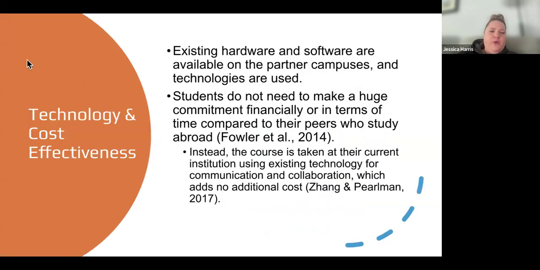Some other things to note when thinking about how to design one and make it effective are technology and cost effectiveness. What existing hardware and software is available on your campus or the partner campus? What are the technologies being used? We lucked out having an institution that also has Brightspace, so it worked out really well. But we were with them when we both had 2 different learning management systems.